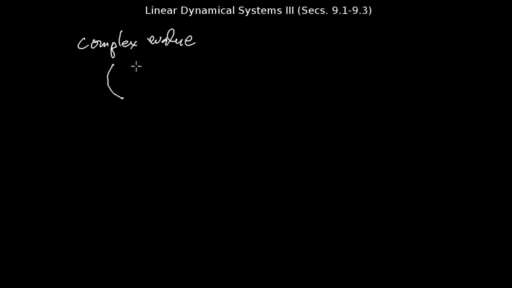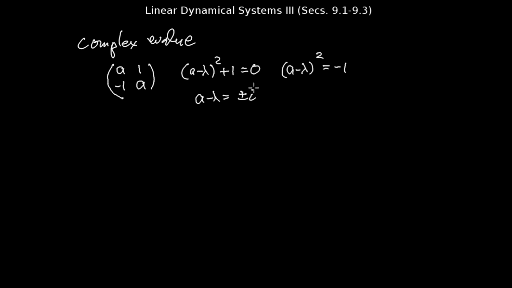So I've done some of these. Let's do an example. The matrix with rows a, 1 and minus 1, a. This has characteristic polynomial (a minus lambda) squared plus 1 equal to 0, which says that (a minus lambda) squared is equal to minus 1, or a minus lambda is equal to plus or minus i, which says that lambda is equal to a plus or minus i. So the a is fixed, and you're just changing the sign on the i, of course.